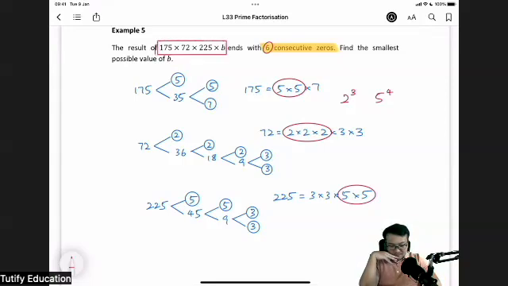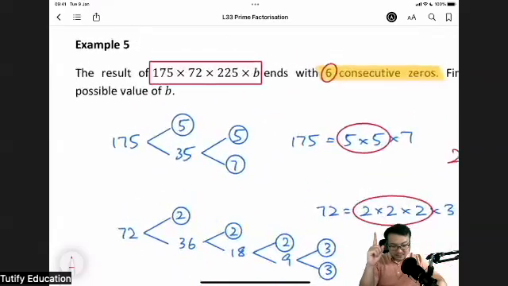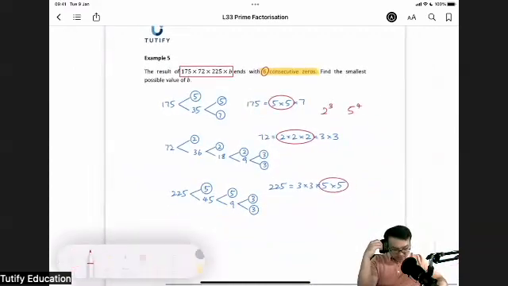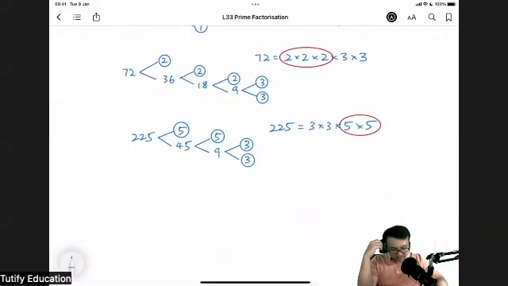I already split up 175. I already split up 72. I already split up 225. These 3 numbers only gave me 3 2's and 4 5's. Not enough. There's one more number. What is the last number? B, correct. The extra 2's and the extra 5's are going to come from the last number, which is B.